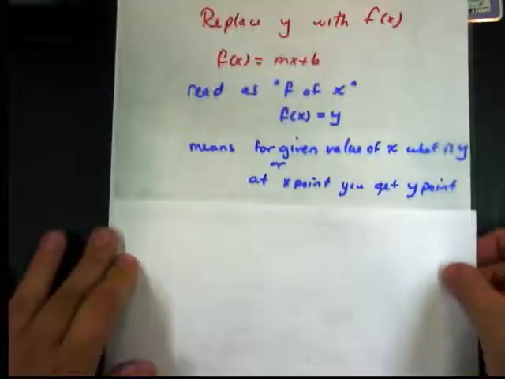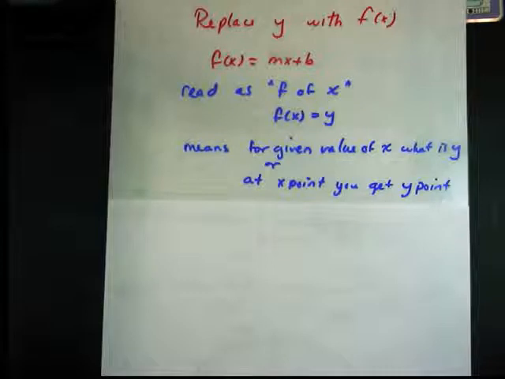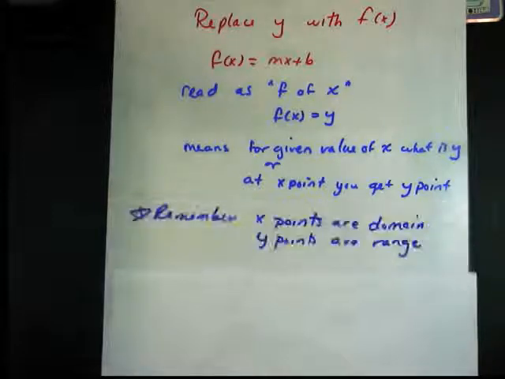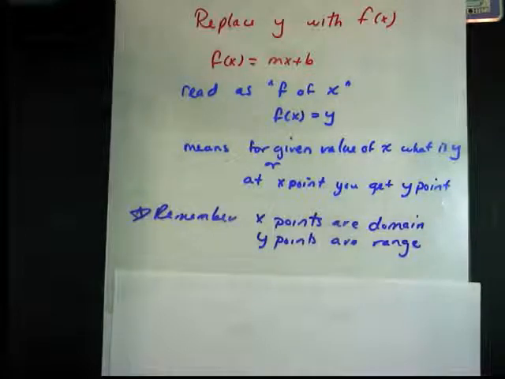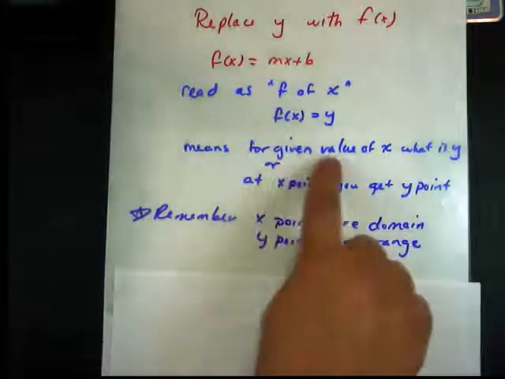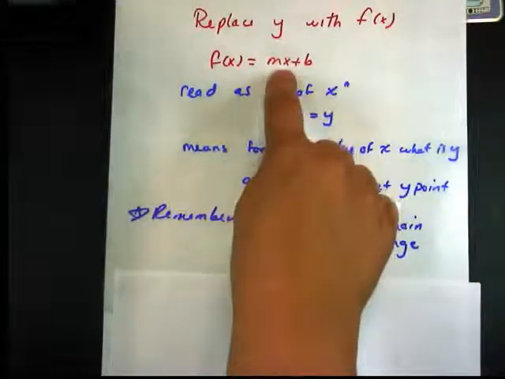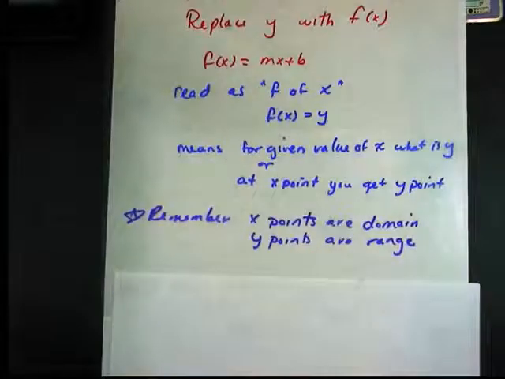What we need to get used to is now, what does this new notation represent? F of x means, for a given value of x, what is y? Or the other way to say it is, at a given x point, you get this y point. For some x value, you're going to get a y value. Keeping in mind, your x's are your domains, your y's are your ranges. X's are your independent, y's are your dependents. So for every given value of x, anytime I put an x in, I'm going to get a y value. And that's what this is going to represent.